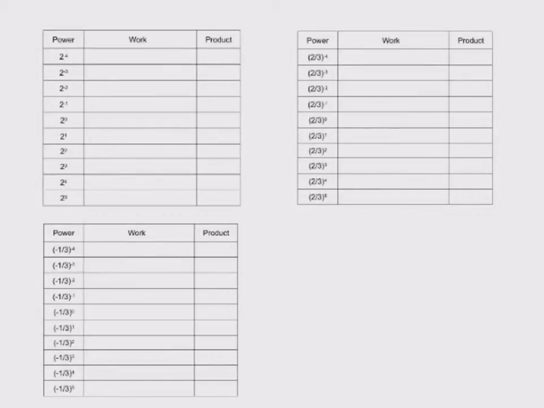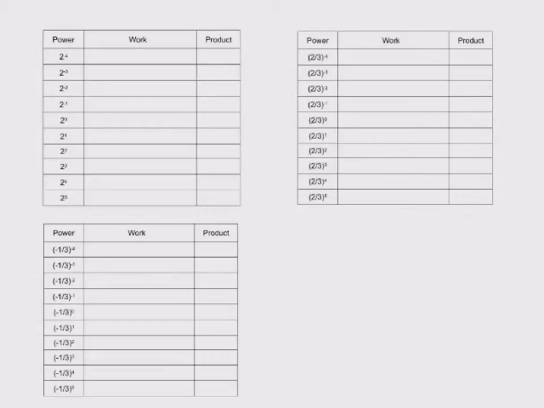Alright, now that we have those skills under our belt, we're going to discuss what happens when we raise numbers to the first power, to the 0 power, or to a negative power. And we're going to do a little exploration using the bases 2, positive 2/3, and negative 1/3. So what I'd like you to do now is please pause the video and fill out these tables for only the exponents 2 through 5. So you're kind of filling out the bottom of each of these tables.